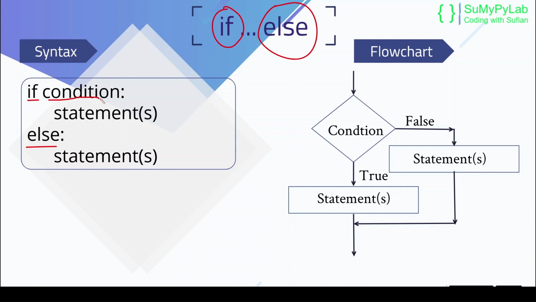And here goes the condition. And we have to put a colon symbol after the condition. Also, we need to put the colon symbol after the else keyword. And this set of statements or this block of code will be executed if this condition is true. And if this condition is false, then this set of codes will be executed.